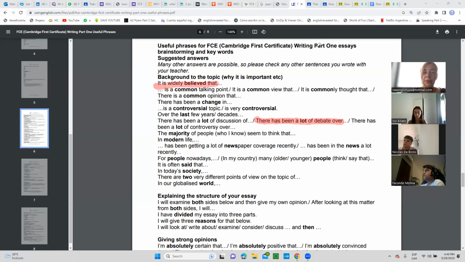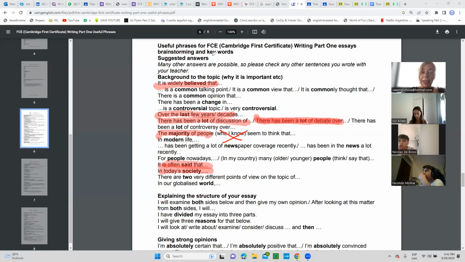So it is widely believed that over the last few years or decades, there has been a lot of debate over, or there has been a lot of discussion of, okay? The majority of people seem to think that, okay? In today's society, or it is often said that, okay? So here you have some ways of beginning.